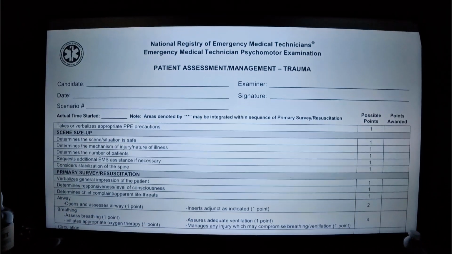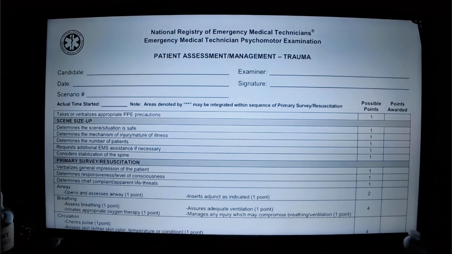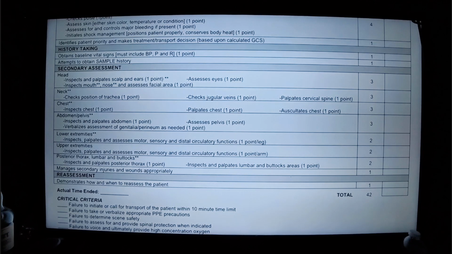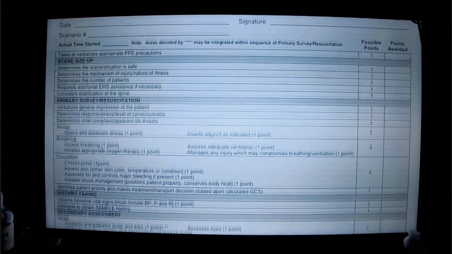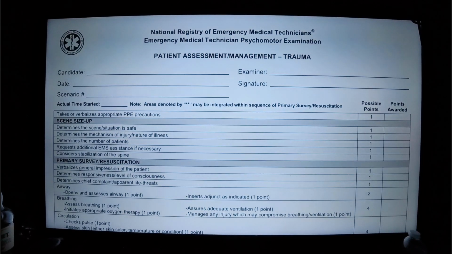Yo, hey guys. So I wanted to review patient assessment. This one says trauma, but trauma and medical are pretty much the same when it comes to secondary assessment. Other than that, it's the same. So I'm just going to use this because I didn't like the medical one.